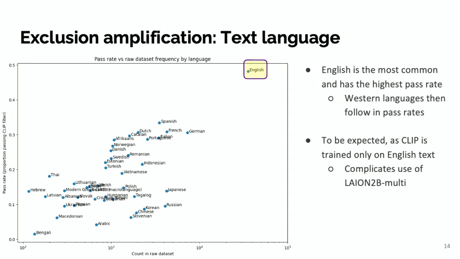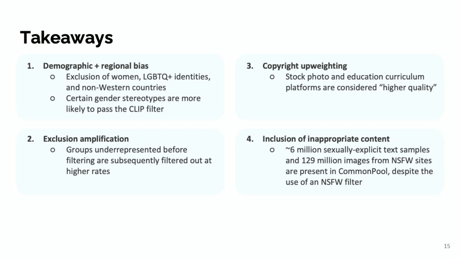So what's interesting to note here, though, is that even though we don't have access to the training data set, because it was trained only on English, we're kind of seeing this trend where this filter model is replicating its own training data set, which is something that we're hoping to measure in future work as well. So here again is a summary of our takeaways.